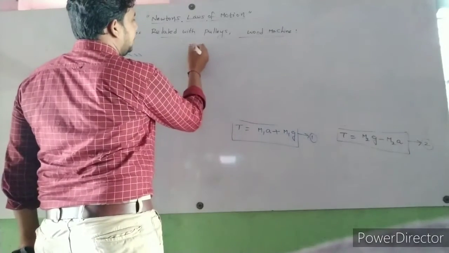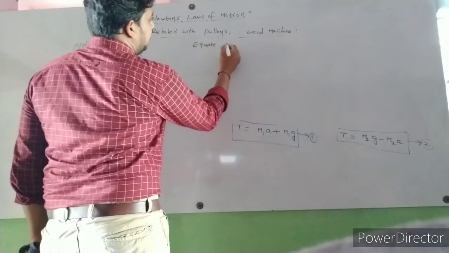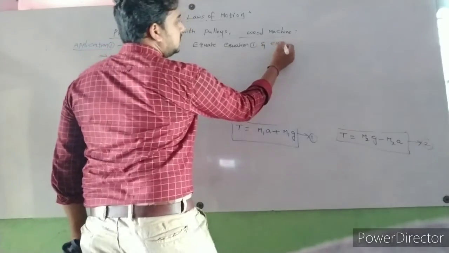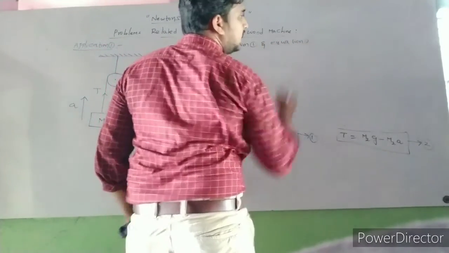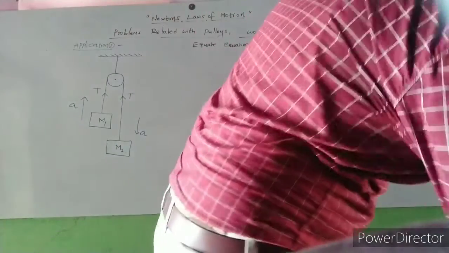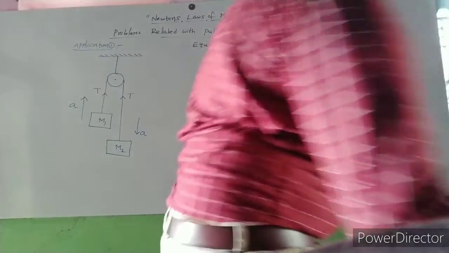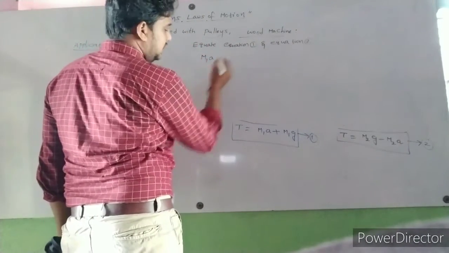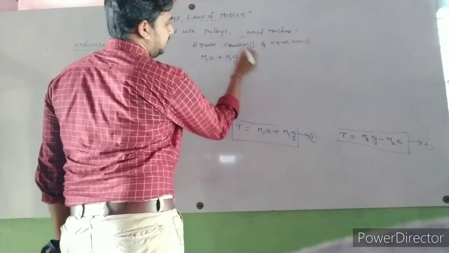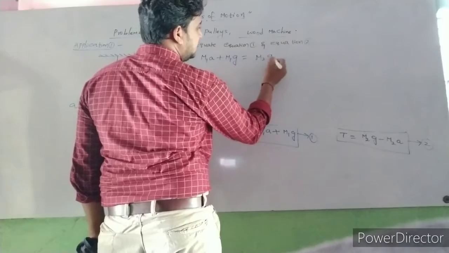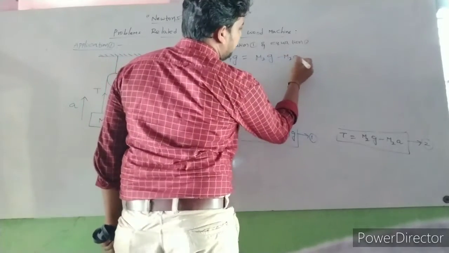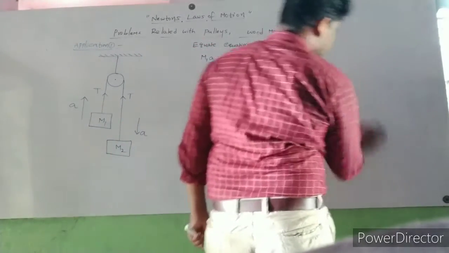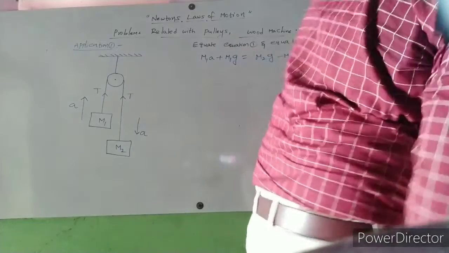So equate equation 1 and equation 2. If we equate equation 1 and equation 2, we get a best result here. So observe carefully: M1A plus M1G is equal to M2G minus M2A. So now we equate these two, and we'll get acceleration and tension.